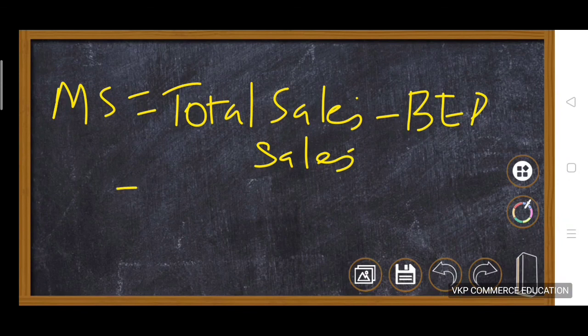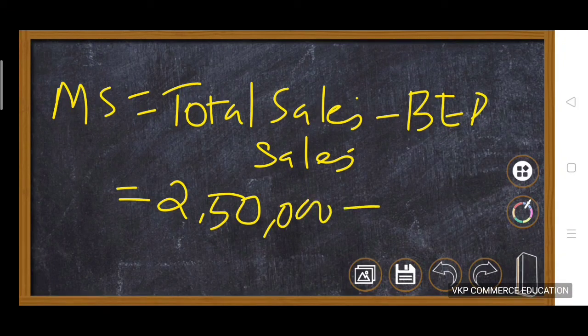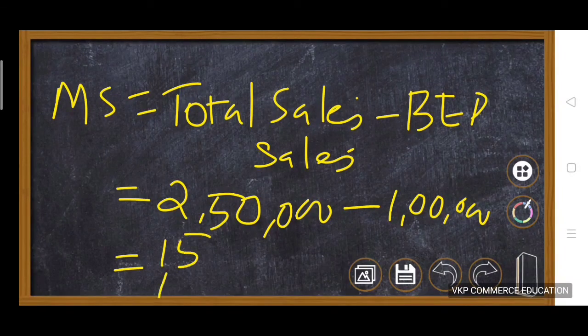Break even sales has to be subtracted. So total sales we know, it is given in the question, that is 2,50,000, less BEP sales, which is calculated as rupees 1 lakh. So margin of safety is equal to 1,50,000.